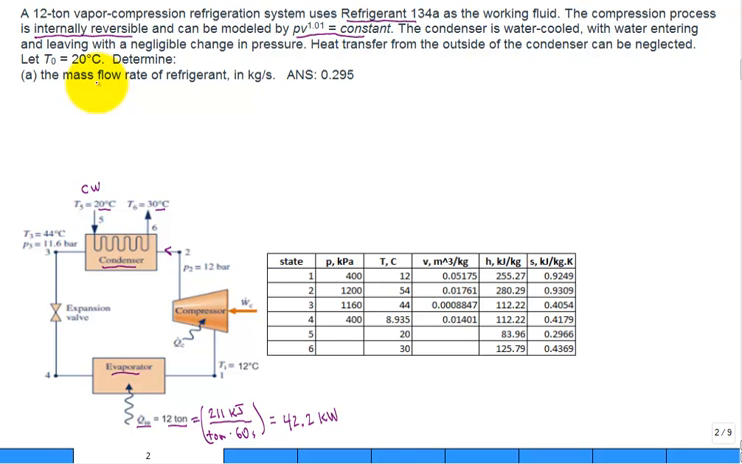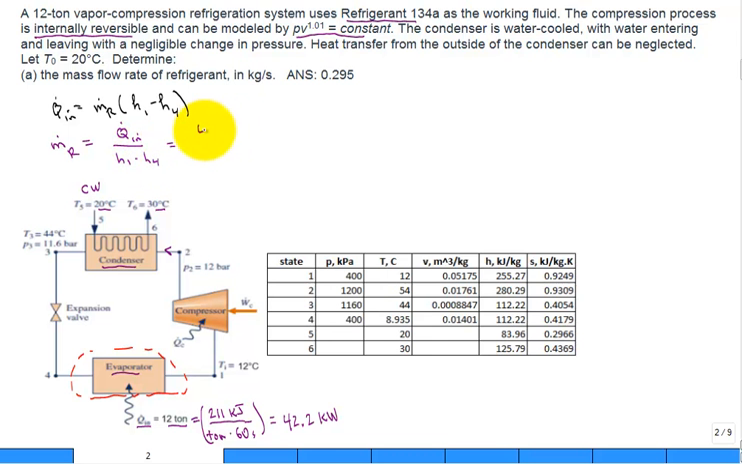Determine the mass flow rate of the refrigerant in kilograms per second. Well, to do that, we do a control volume around the evaporator, and we do an energy balance. So what do we have? We have the Q dot coming in is equal to the mass flow rate of the refrigerant times the enthalpy leaving minus the enthalpy coming in. Okay, so our mass flow rate of the refrigerant is Q dot N divided by H1 minus H4.